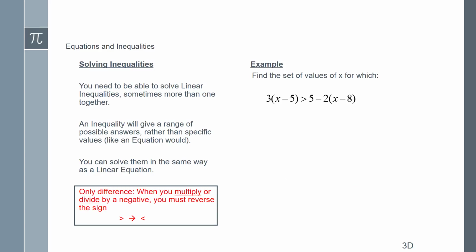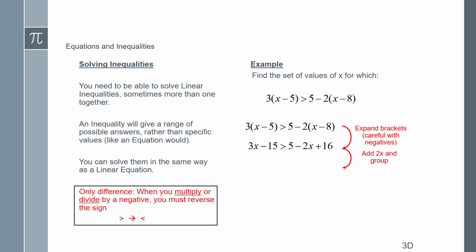3x minus 5 is bigger than 5 minus 2 lots of x minus 8. Now, let's get rid of those brackets first, being careful with negative signs. 3x minus 15 is bigger than 5 minus 2x plus 16. Let's add the 2x and do a bit of grouping. 5x minus 15 is bigger than 21. Okay, add 15 on, divide by 5. As straightforward as that.